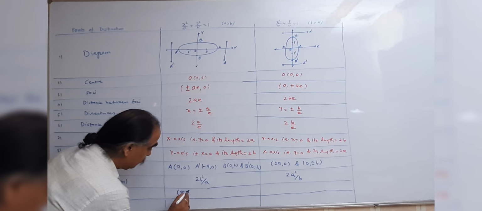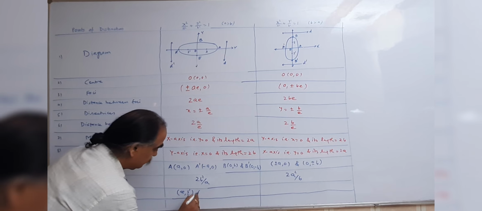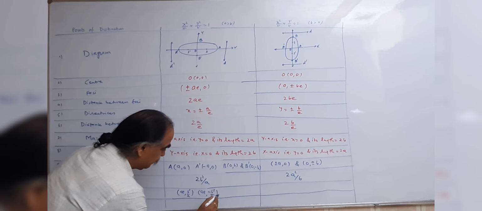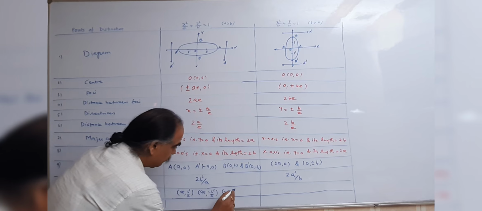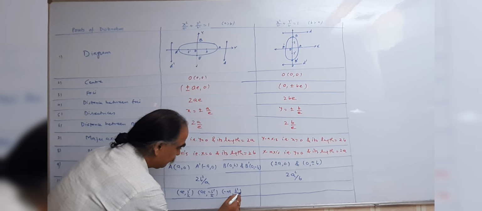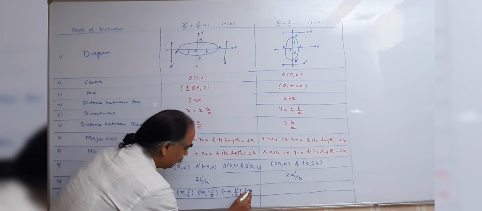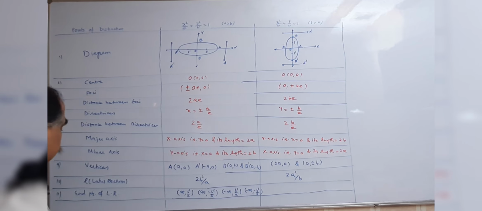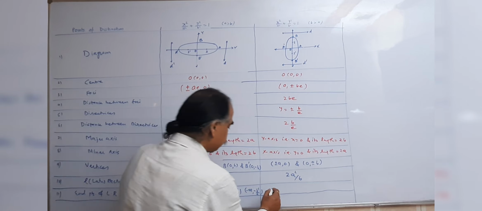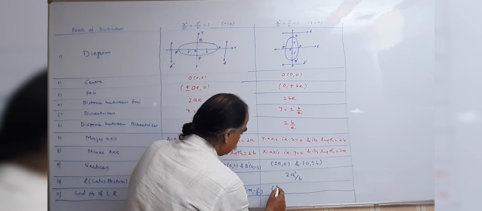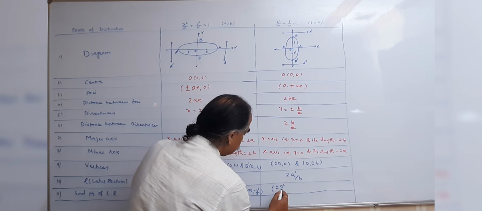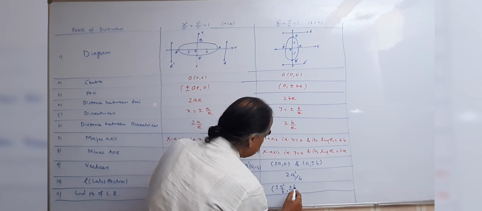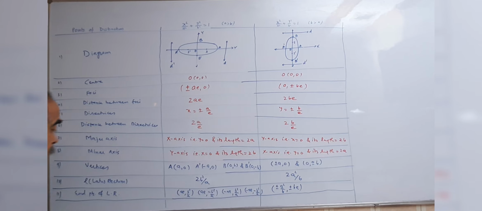(±a²/b, ±b²/a)... the same four vertices in shortcut can be written as (±a²/b, ±b)... in shortcut, plus or minus.